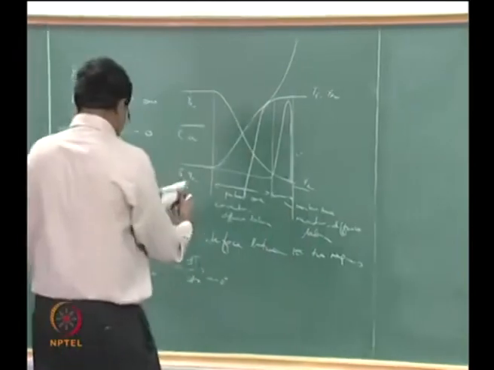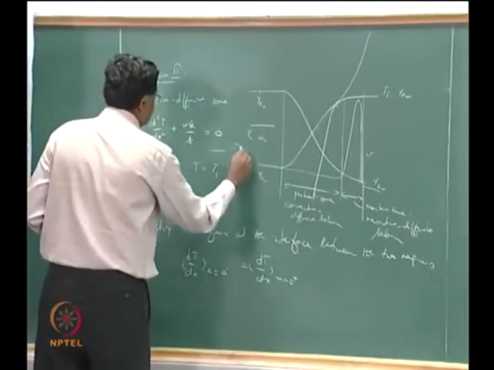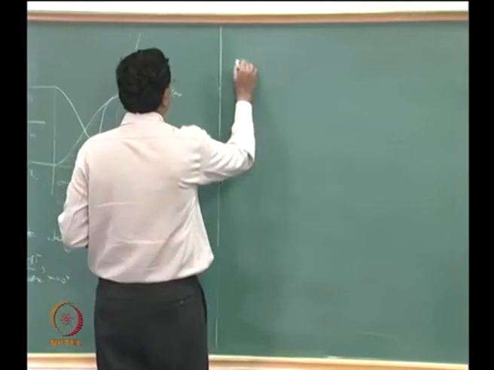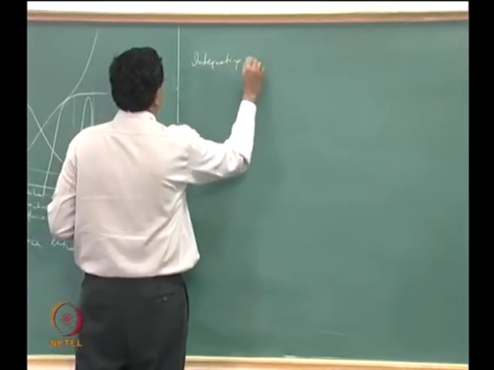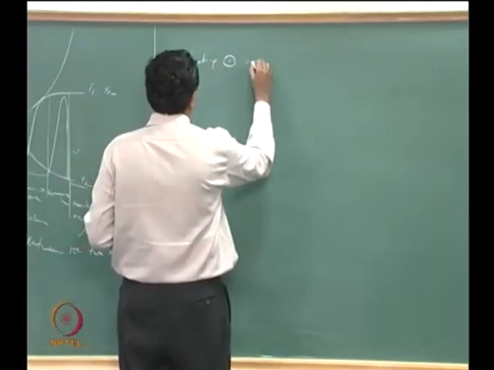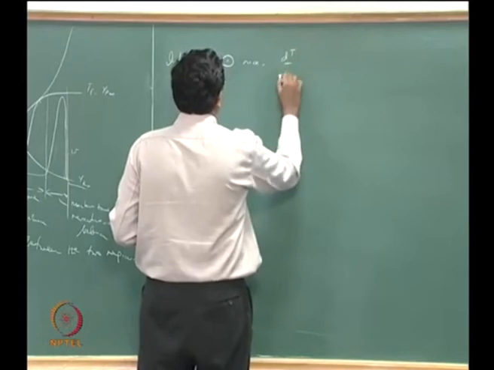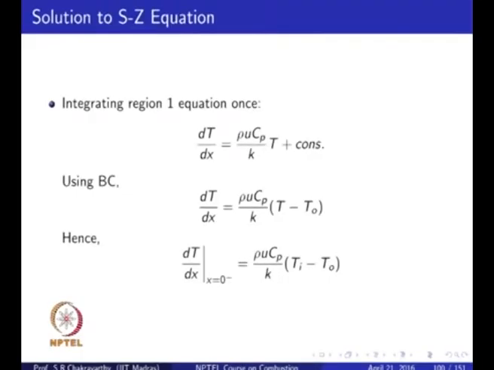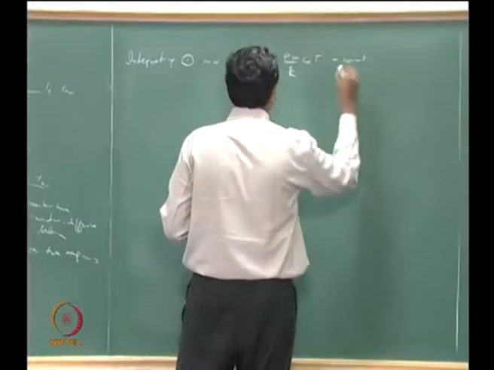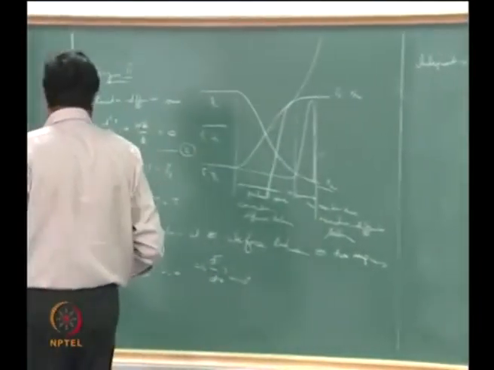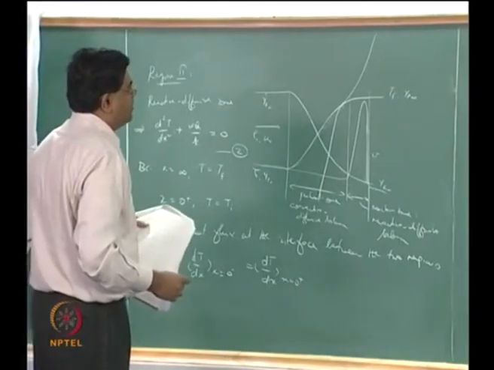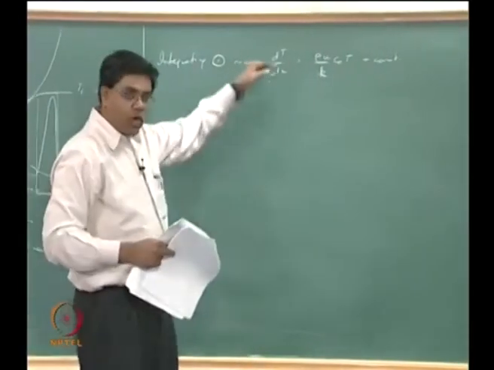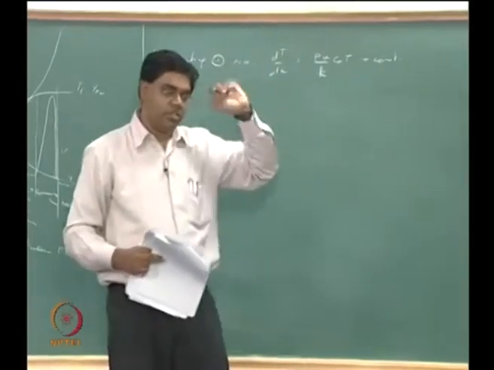So of course we say that this equation is 2, and what we want to do is integrating 1 once, right? We say dT over dx equals rho u divided by k Cp T plus a constant, and we have to supply a boundary condition to evaluate this constant of integration. One way of doing this is to actually integrate it twice, and then you now deal with two constants and then apply the boundary conditions, right?